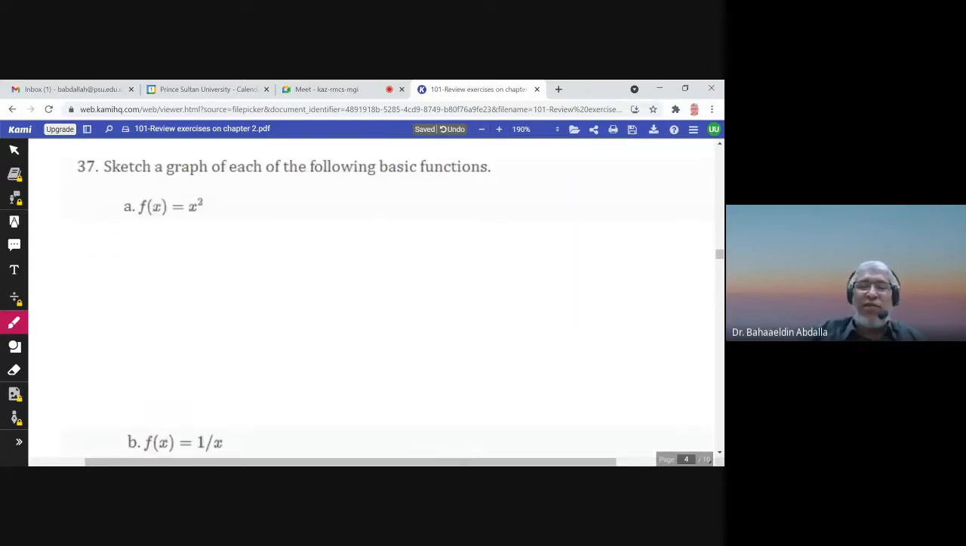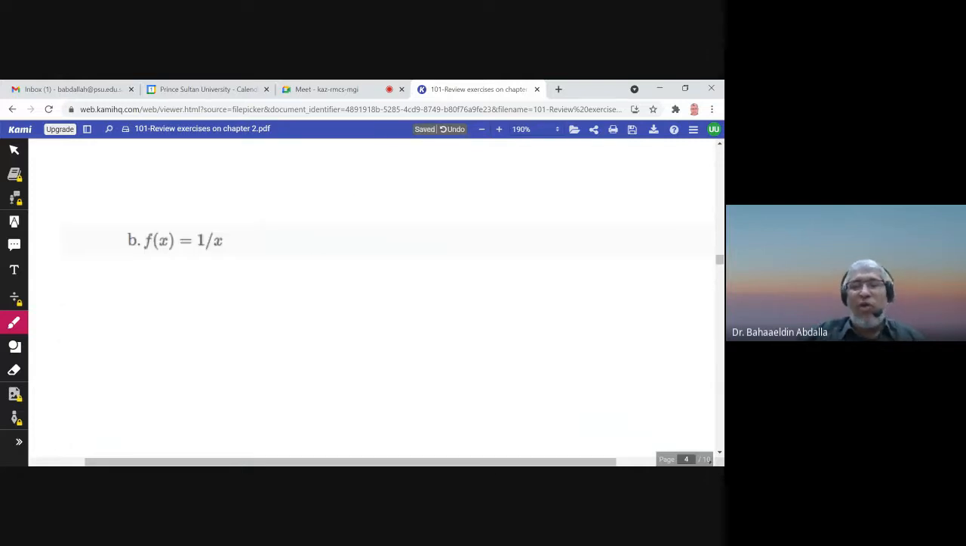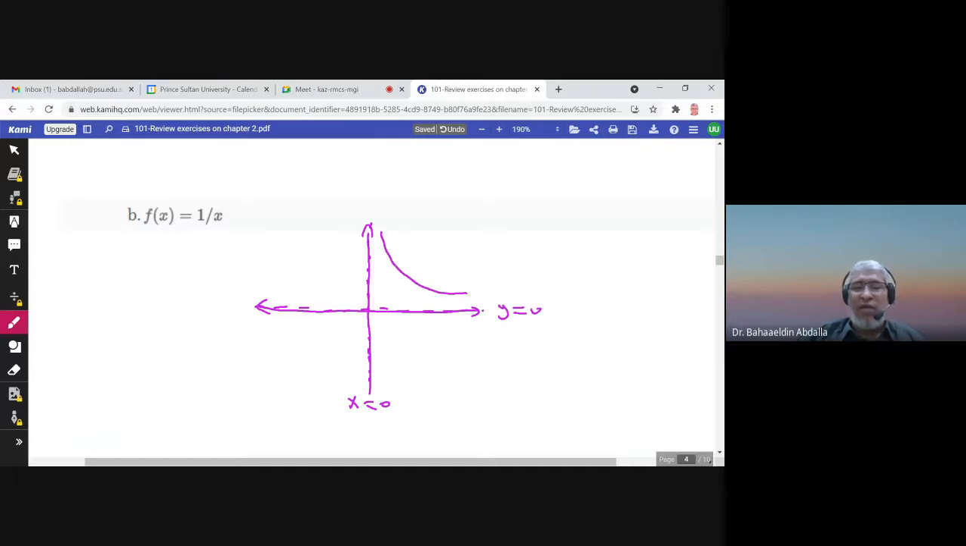Sketch the graph of this basic function. We know the graph of x squared. It is the parabola. The vertex is 0, 0, and it goes up like this. 1 over x is the reciprocal function, or it's also a rational function. And we know that this function has a vertical asymptote, x equals 0, and a horizontal asymptote, y equals 0. And the graph is like this, approaches the asymptotes.